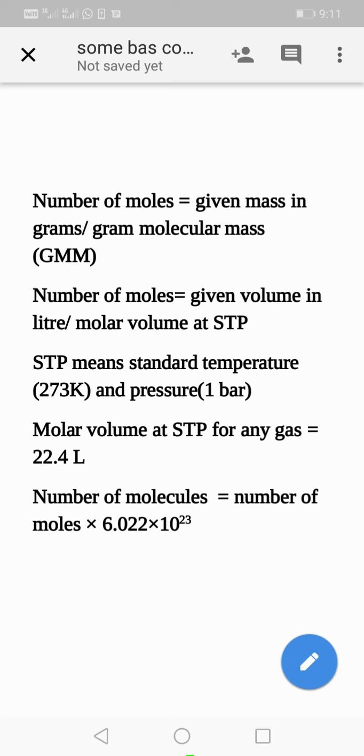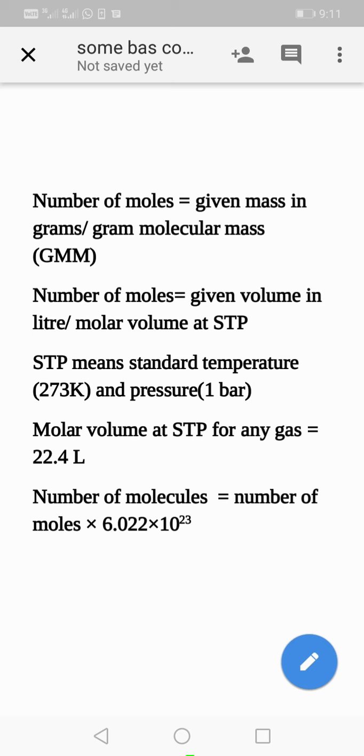Once you get the number of moles, you can find out the number of molecules present in the given substance, that is equal to number of moles into Avogadro number. Number of molecules is equal to number of moles into Avogadro number. So for the exam, if they ask the number of molecules, you will have to first find the number of moles, then multiply that with the constant, that is Avogadro number, so that you get the number of molecules.